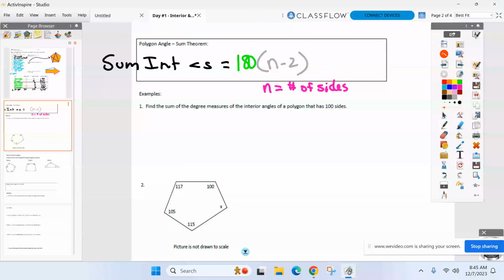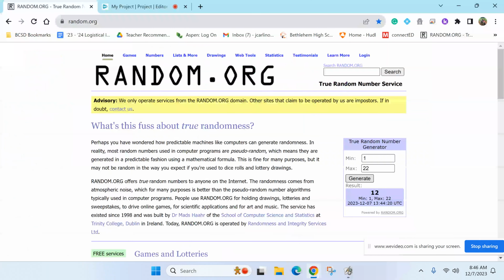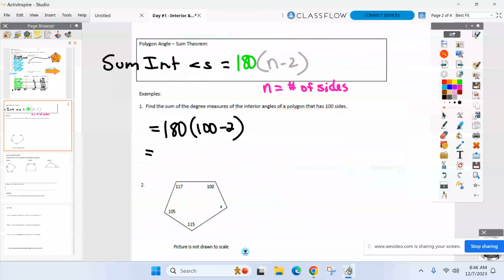100 sides now, 100-gon. How many degrees are in a 100-gon? So now the value of n is 100. So I do 100 minus 2, multiply it by 180. So 100-gon, which I'm sure has a special name, but Alyssa, when you're ready, how many degrees in a 100-gon? 17,640. Yep. Whew. A lot of degrees.